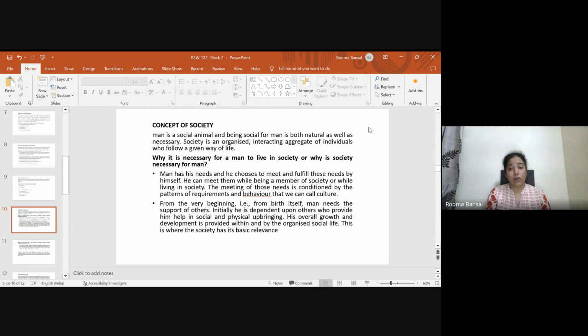Now, for overall growth and development, we need an organized social life. How come? Here we can take the example of school. After the family and relatives, we have school, our first place where we get socialized, where we get people from different backgrounds, and we learn to live with them, to get adjusted with them. We develop the feeling of sharing, the habit of sharing with our friends.